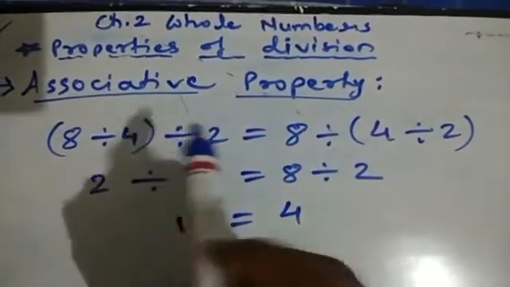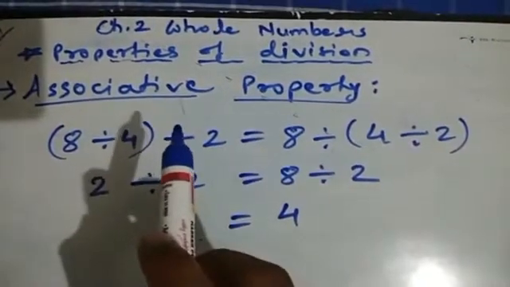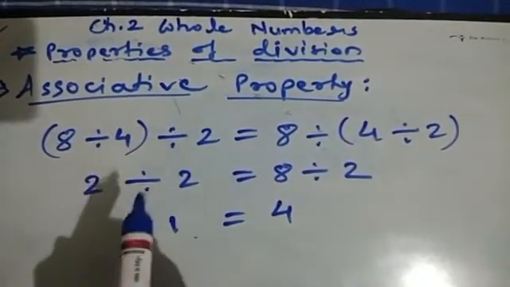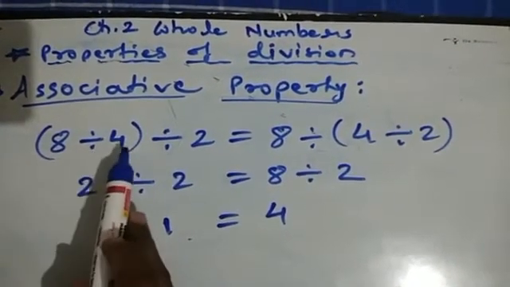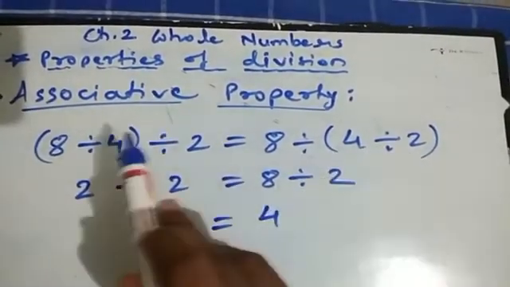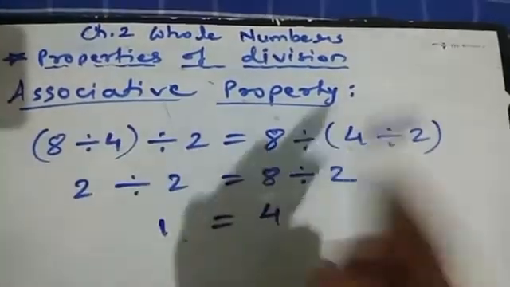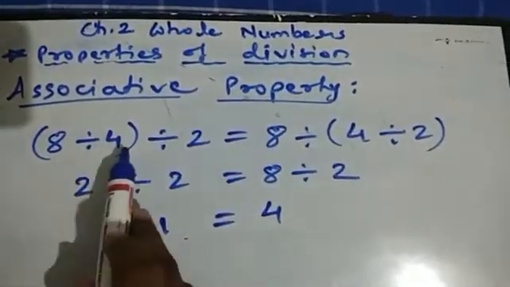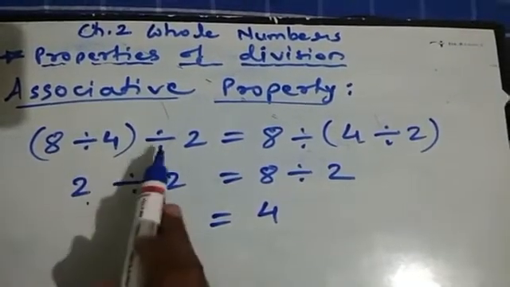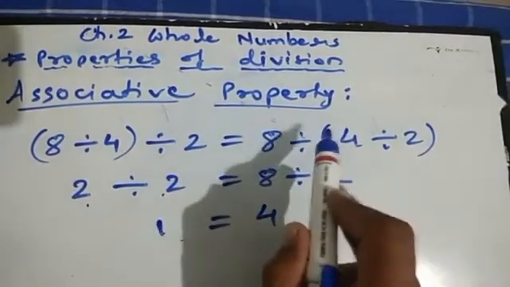Now let's see the associative property. In this, we are going to check whether the answer will remain the same even after changing groups. Now here see, 8 divided by 4 divided by 2, and here 8 divided by 4 divided by 2. Numbers are the same, the sign is the same, only the groups we change. Here 8 and 4 we group, here 4 and 2 we group. Now see here, 8 divided by 4 is what? 2. Divided by 2 as it is. Now here 8 as it is, divided by, sign as it is.